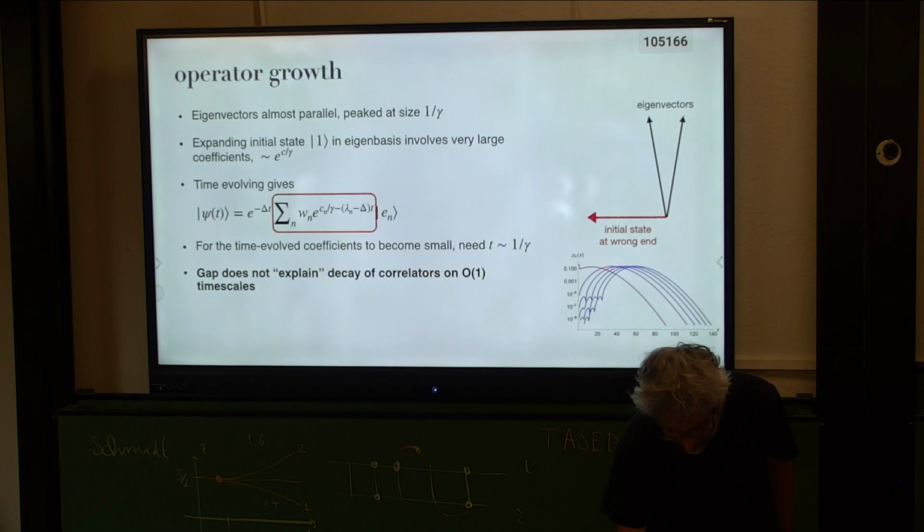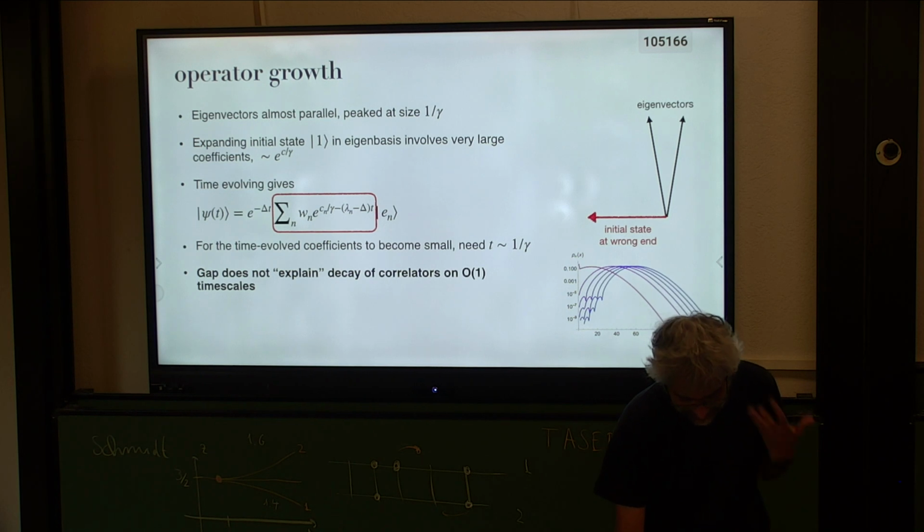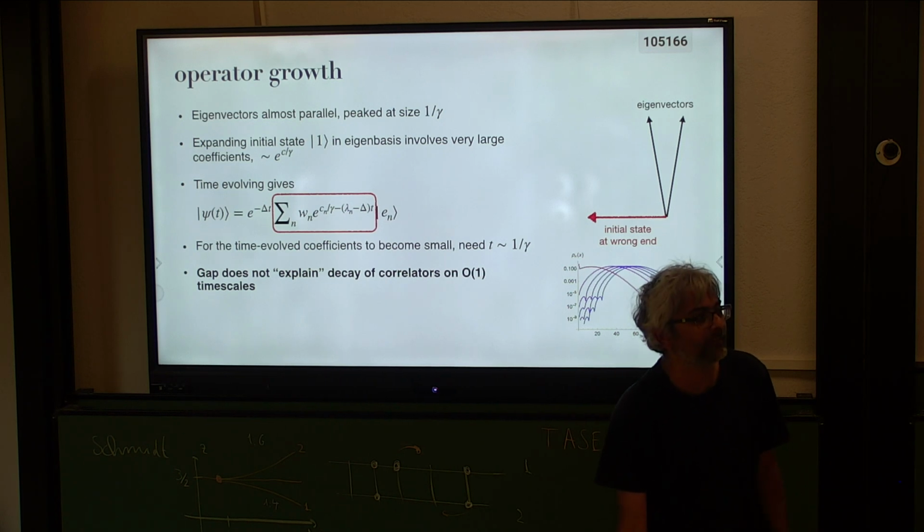So operator growth doesn't tell you about these. Operator growth cares about this 1 over gamma, even though it's not in the spectrum. It's in the eigenvector correlations.